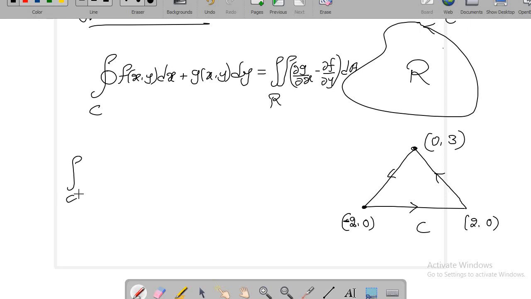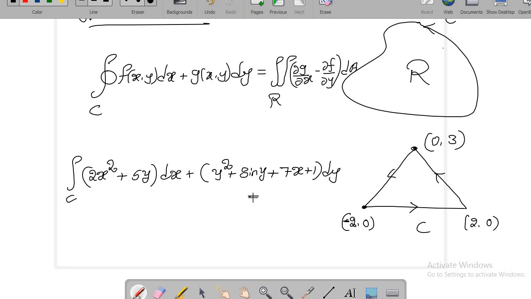Now you are asked to evaluate the integral of 2x square plus 5y into dx plus y square plus sine of y plus 7x plus 1 into dy. So you are asked to evaluate this integral along this curve, where C is given here.